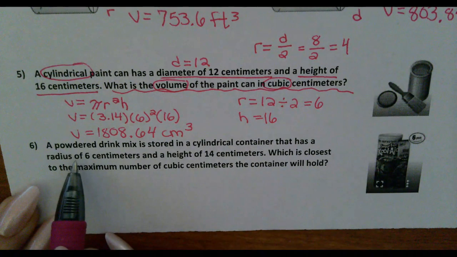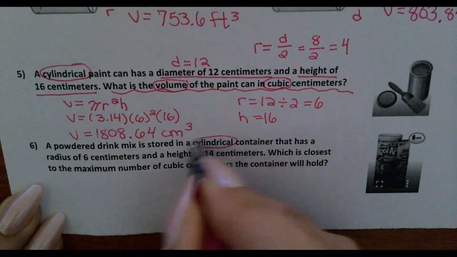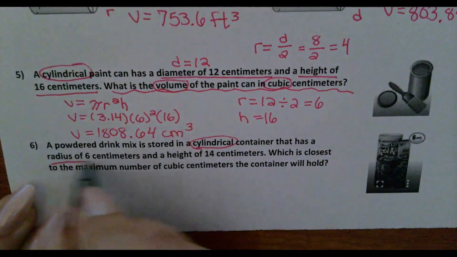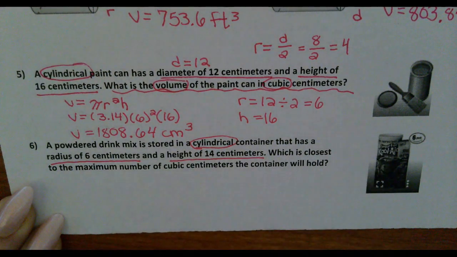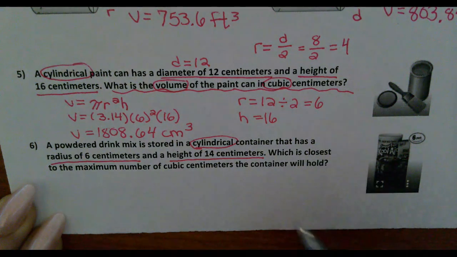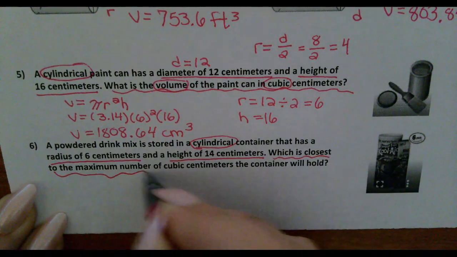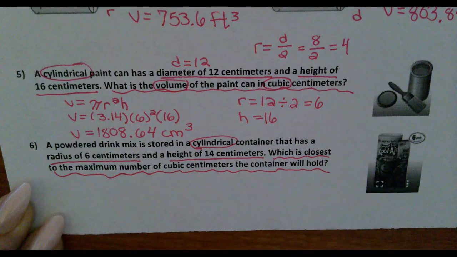And then our last example, a powdered drink mix is stored in a cylindrical container. So again, cylindrical gives it away, the shape, that has a radius of 6 centimeters and a height of 14 centimeters. Which is closest to the maximum number of cubic centimeters the container will hold? So I'm going to underline that final question of what we're solving for. This does not say volume anywhere in it, but how do I know that I'm solving for volume?